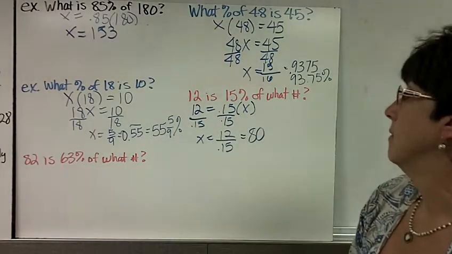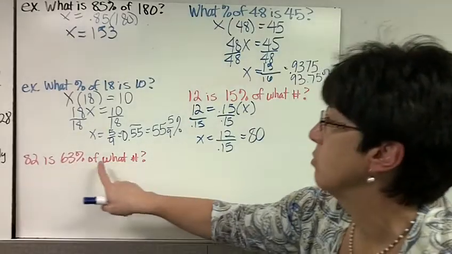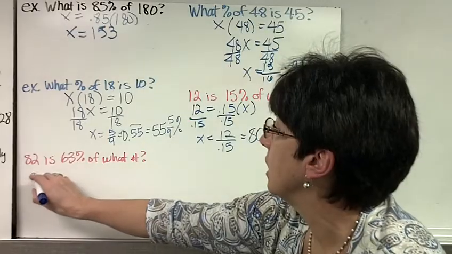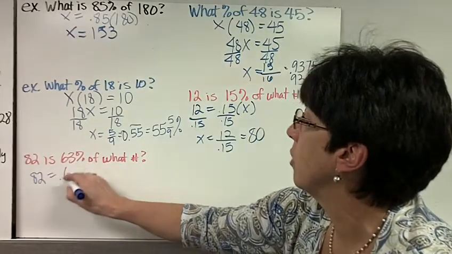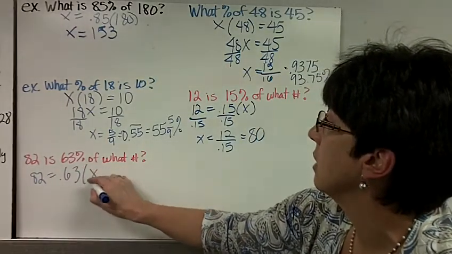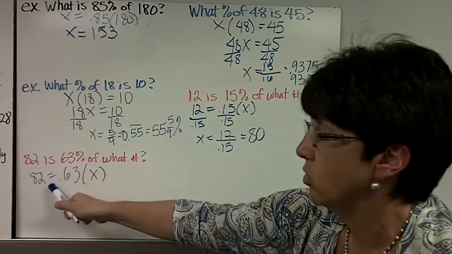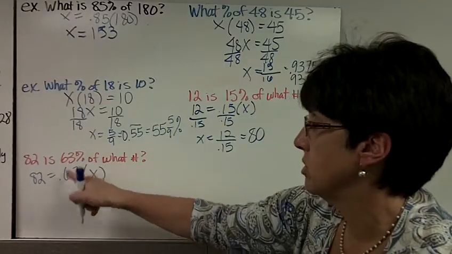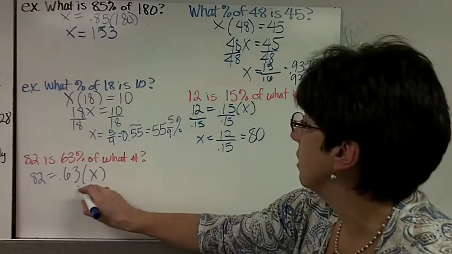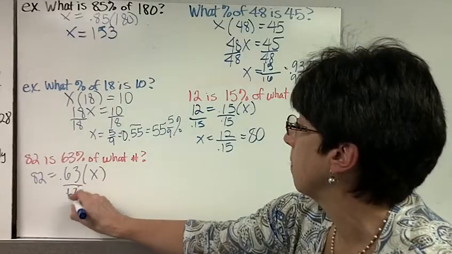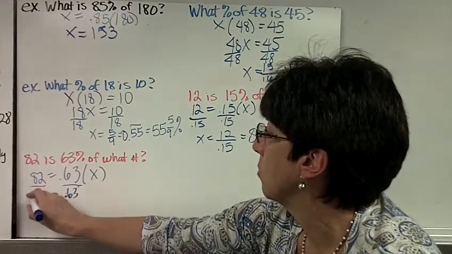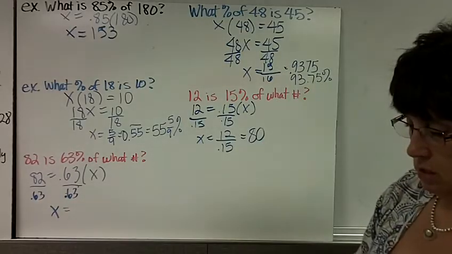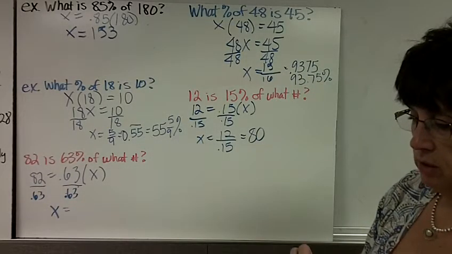That makes sense. Last but not least, 82 is 63% of what number? How are we going to write that one down? 82 equals 0.63 times x. Okay, so is where your equals goes. Of means multiply. Change your percent back to a decimal. Okay, divide both sides by 0.63. x equals 82 divided by 0.63.